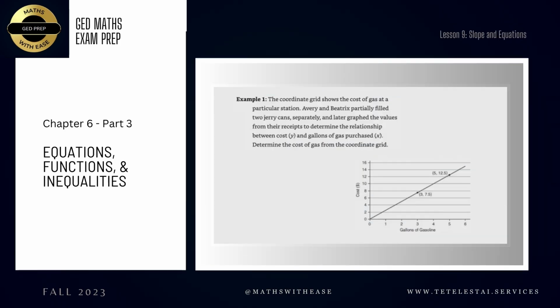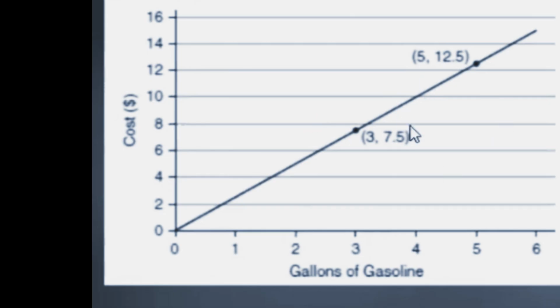All right, so in this example, the coordinate grid shows the cost of gas at a particular station. Ava and Beatrix partially filled 2 jerry cans separately and later graphed the values from their receipts to determine the relationship between cost, which is Y, and gallons of gas purchased, which is X. So we're being asked to determine the cost of gas from this coordinate grid.